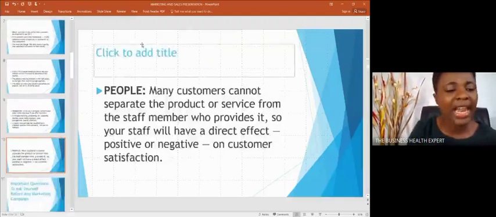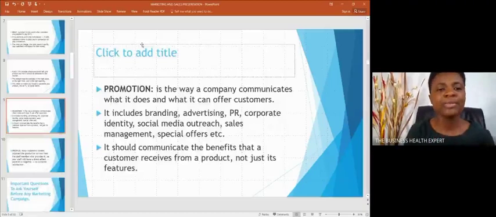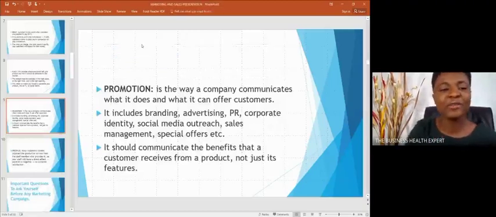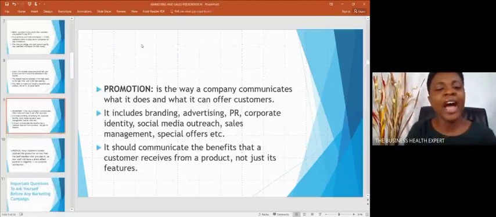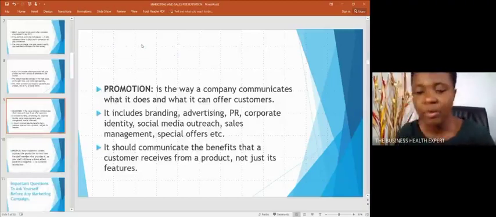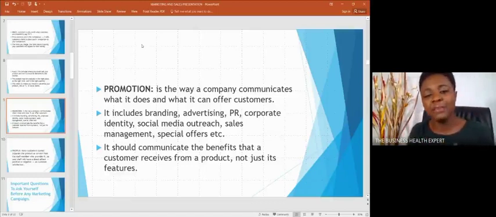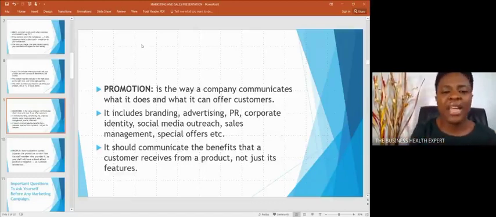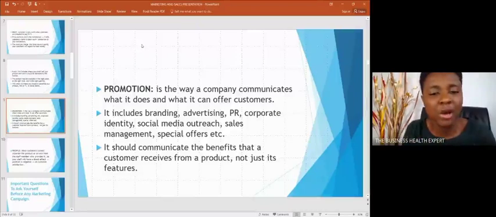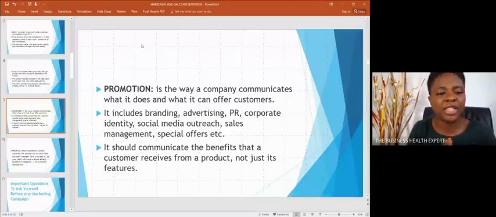And lastly, the last element is promotion. I'm sorry, I have to be fast. I am conscious of your time. The last element to consider is promotion. It is the way a company communicates what it does and what it can offer customers. It includes your branding, advertising, PR, that is public relations, corporate identity, social media outreach, sales engagement, and special offers.